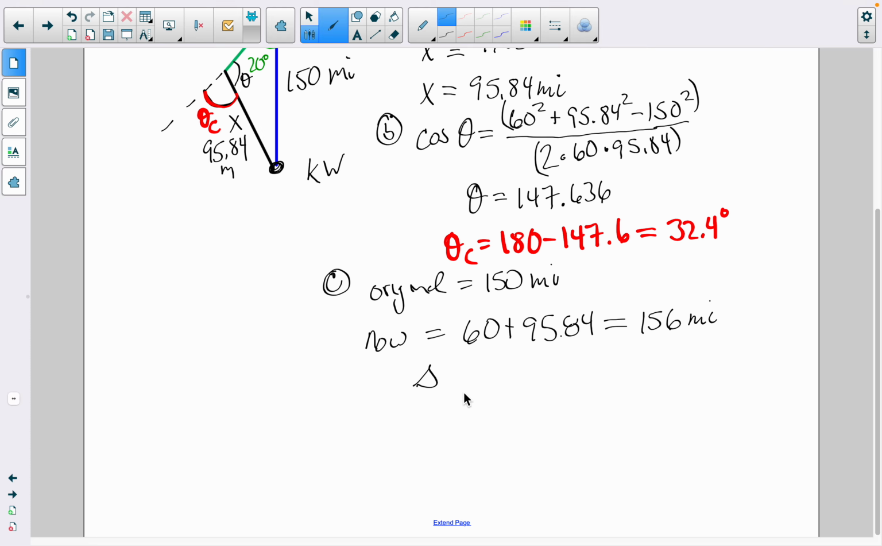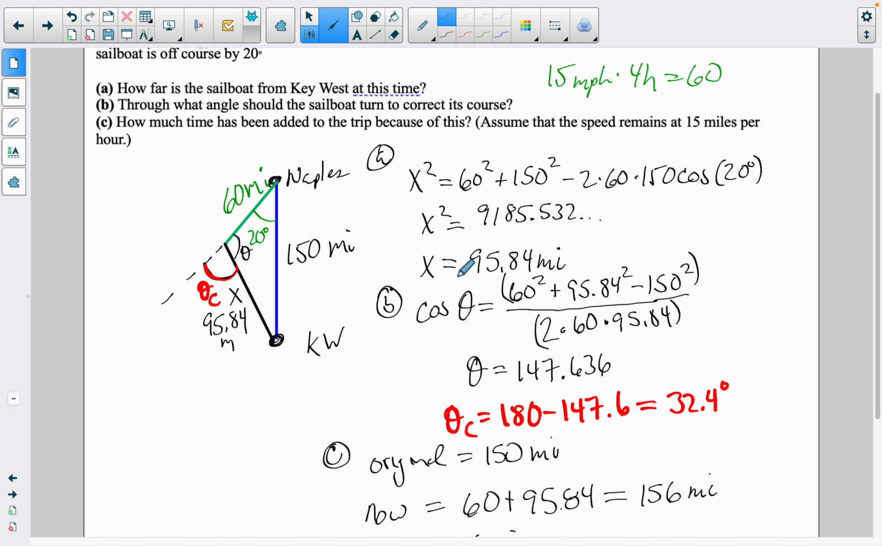So the delta is just 6 miles. If we assume we're traveling at 15 miles per hour, 6 over 15 gives about 0.4 hours, which is about 24 minutes of added time because of the crosswinds or the current. And so there we have a problem, again, using law of cosines.